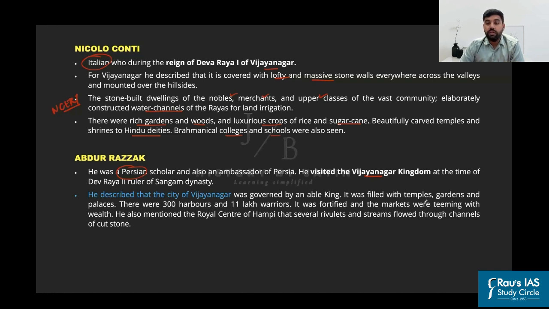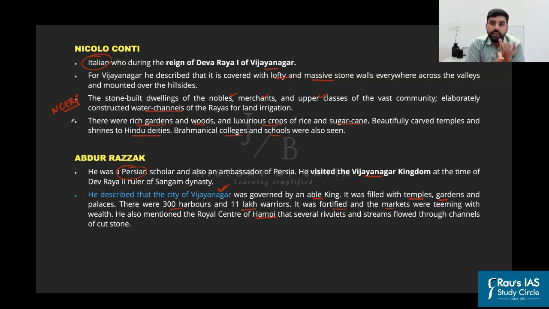Abdul Razak came during the same Vijayanagar Empire. He also talks about the city of Vijayanagar. Vijayanagar is an empire also, it is a city also. It was governed by an able king, filled with temples, gardens, palaces, 11 lakh warriors, which is too much. I think he exaggerated, I don't know. Fortified markets and everything is there. The city of Hampi is there. So basically, they are saying nothing negative about Vijayanagar.